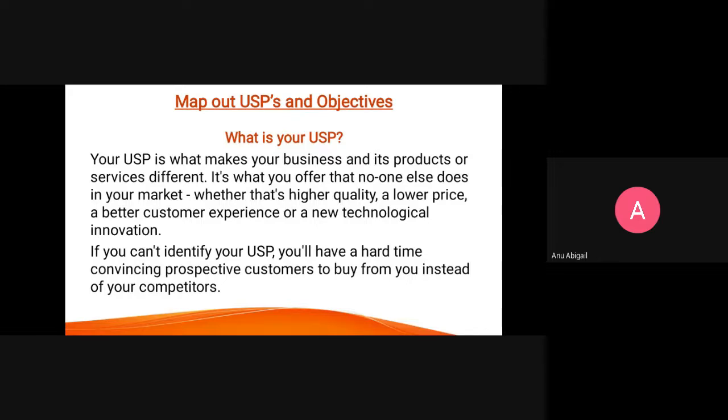Okay, you know that if I go to ShopRite, I will not pass through the stress of climbing the staircase to the last floor that I'm going to. I can actually use the lift, the elevator. It will take me there without stress. You understand? So that was technological innovation. Then, if you can't identify your USP, you have a hard time convincing prospective customers to buy from you instead.